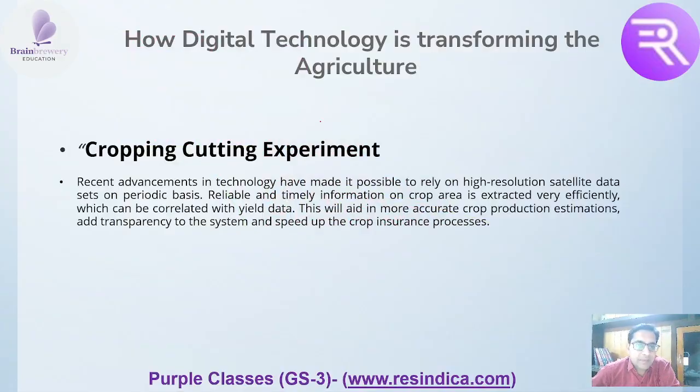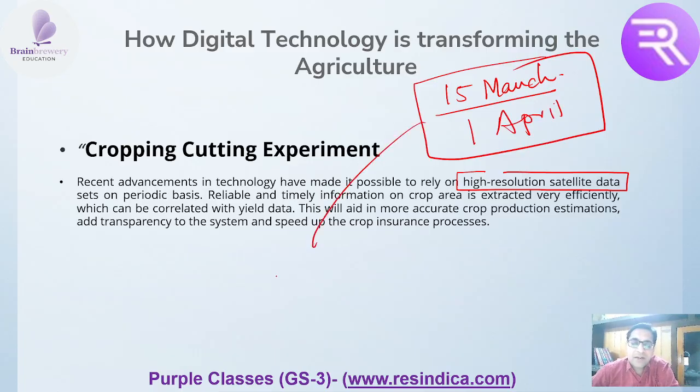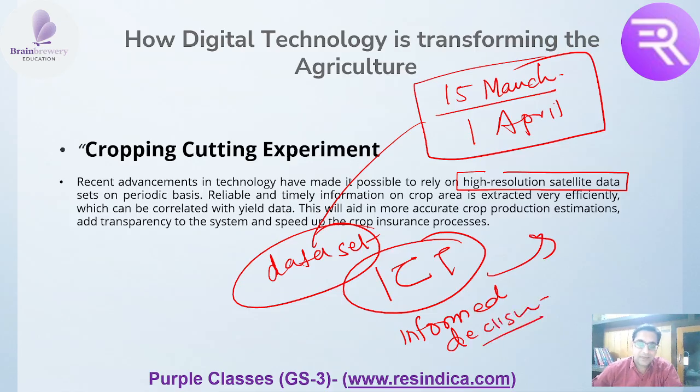Then the crop cutting experiment. We all have high resolution data with ourselves, on a periodic basis, every year, in every agriculture cycle. We also have the time. If we know that last year on 15th March we started cutting the crop, in some data you might have first April when we were cutting the crop. So based on this, a data set gets formed, and then we analyze the data with ICT tools, and we are able to take informed decisions based on that, right?